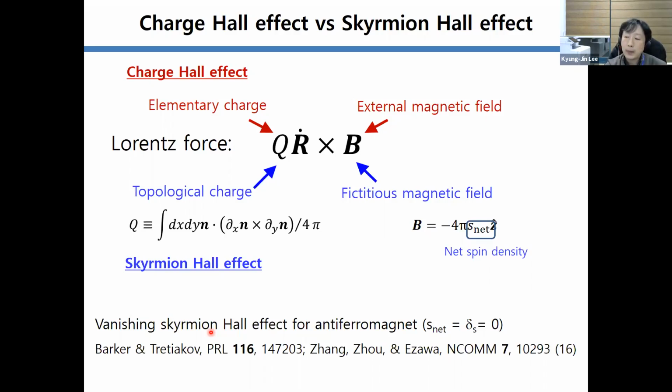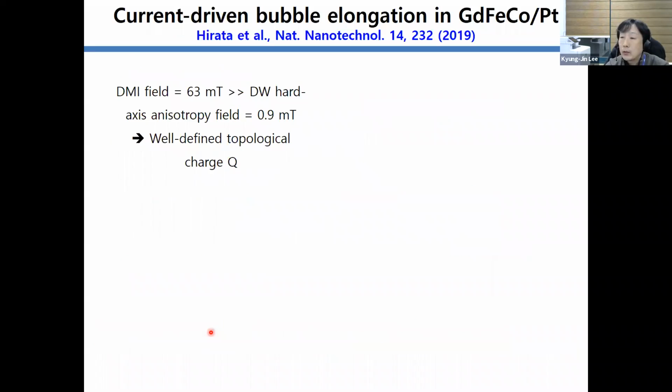I think it is because it's not easy to control the antiferromagnetic texture or generate antiferromagnetic skyrmions. So we wanted to do this measurement of the Skyrmion Hall effect using the ferrimagnet gadolinium iron cobalt. Here we have a platinum layer to inject the spin-orbit torque. First we measured the DMI field of this sample.